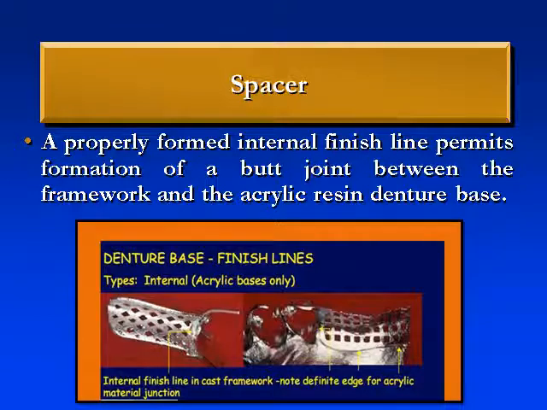So that means that both the spacer and the tissue stops, their action is related to the acrylic resin denture base. But here the purpose is different. Tissue stops are used to create a space for the packing of the acrylic resin denture base and to hold the retentive metal framework away from the tissues. The spacer, for example the internal finish line, is used to create a definitive butt joint between the metal framework on one side and the acrylic resin denture base on the other side.